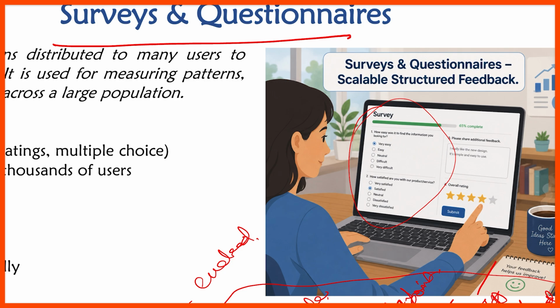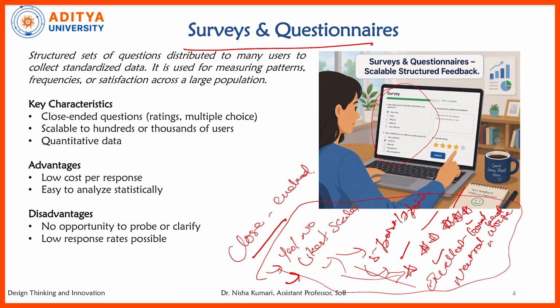The second one is, how satisfied are you with your product or the service? Satisfied, very satisfied, neutral, dissatisfied, and very dissatisfied. So we choose satisfied. So like this, in surveys and questionnaires, we are going to get a set of close-ended questions. There is no place for the users to put their internal thoughts. They have to select the particular option which is given in the questionnaire.